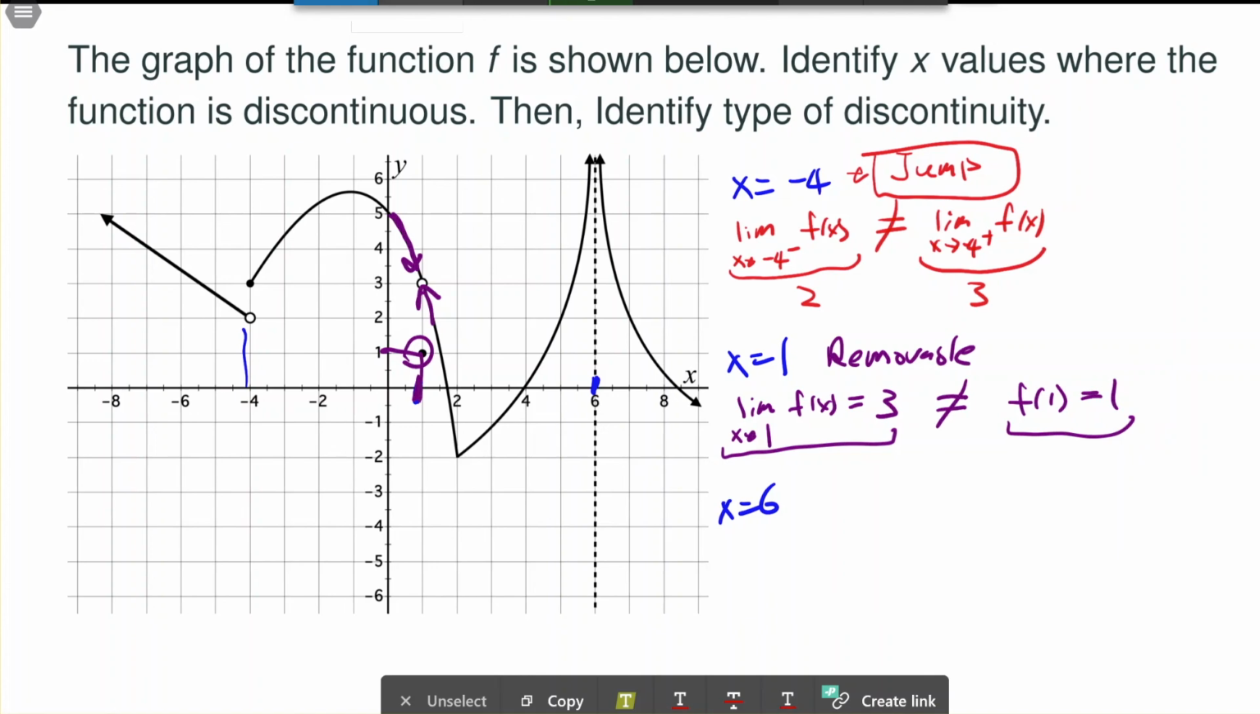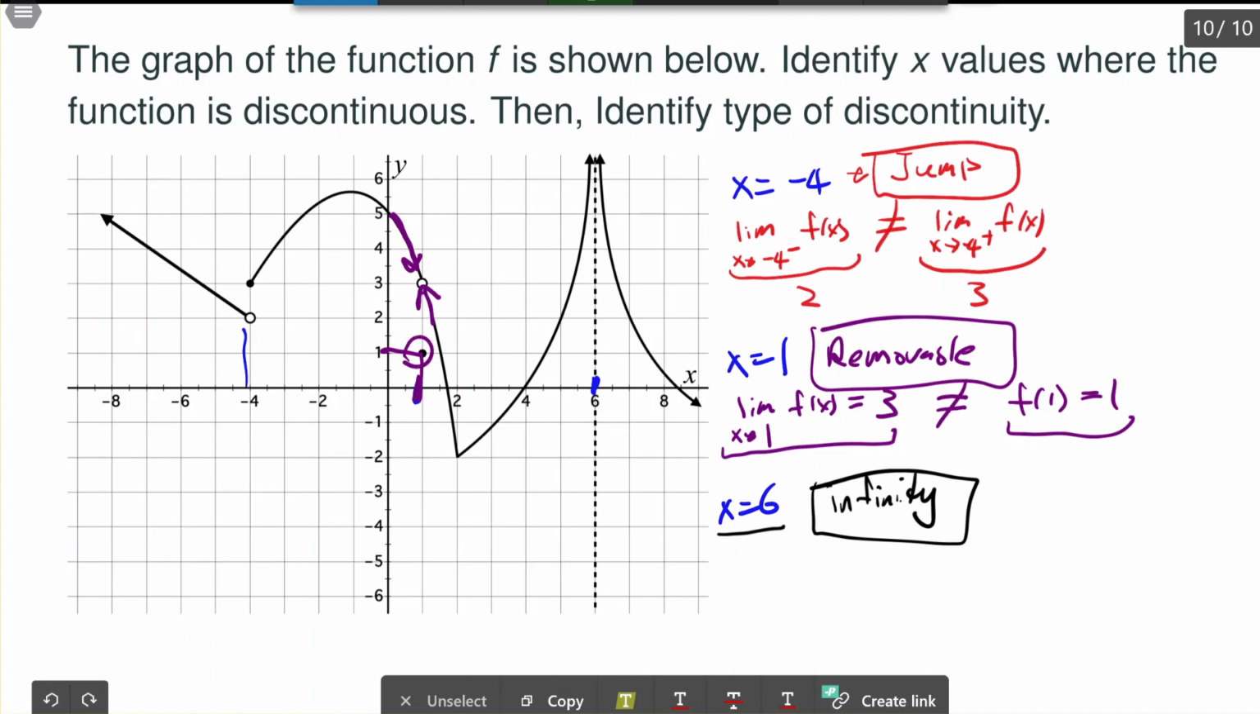Now, when x equals 6, as you can see, the limit from the left side is approaching infinity. The limit from the right side is also approaching infinity. So in that case, we have an infinite type of discontinuity. I forgot to box this right here. So here we can just tell by the limit from one side. Even if one side goes to infinity and the other side doesn't, we still have an infinite type of discontinuity.